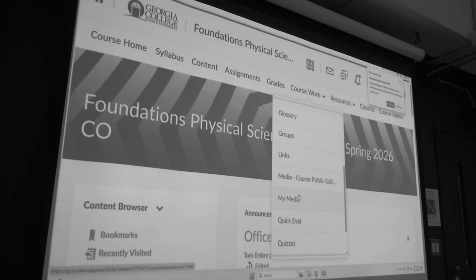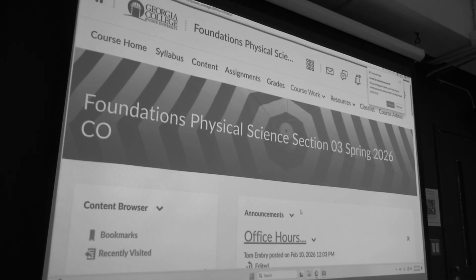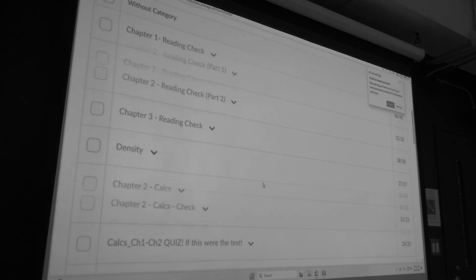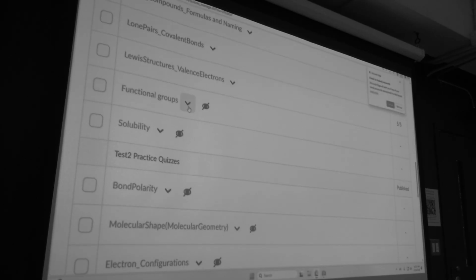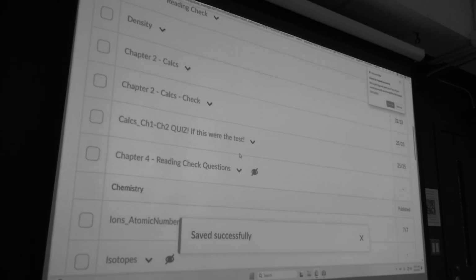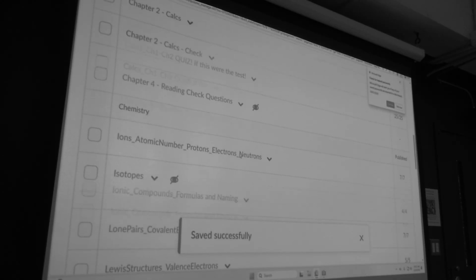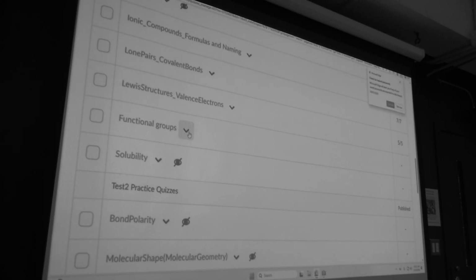So under quizzes, I guess I've told y'all already, the chemistry stuff you can practice if you want. Of course, you're probably waiting until test one is over with. But I made a little thing in here for functional groups under chemistry.